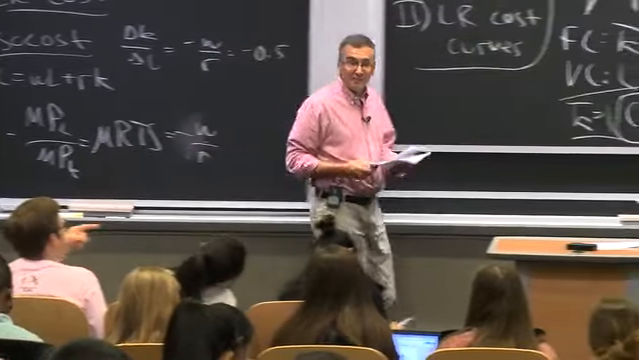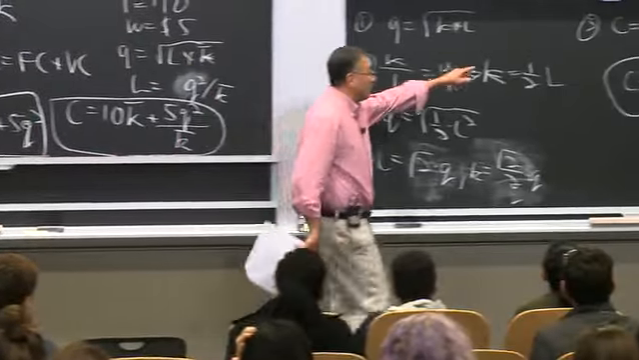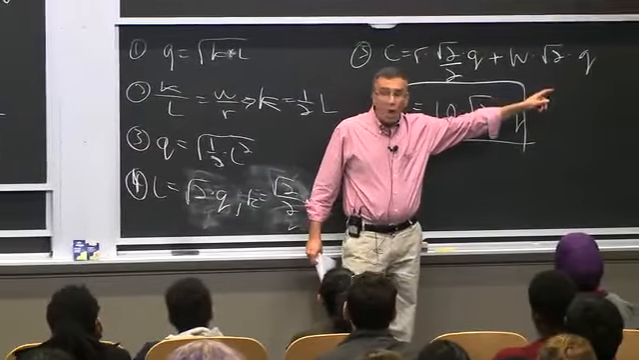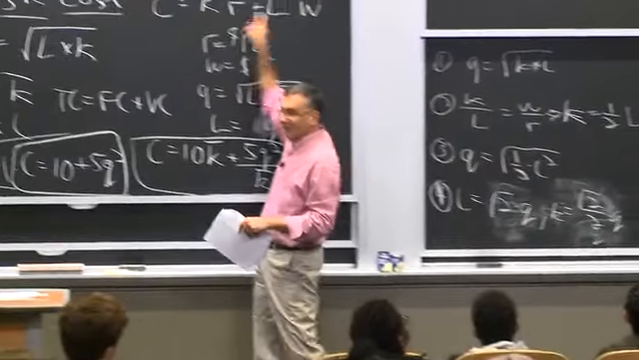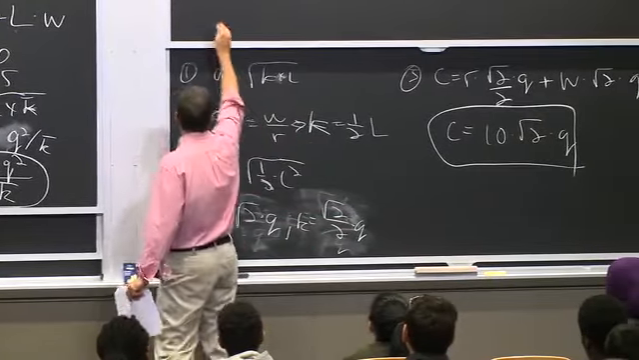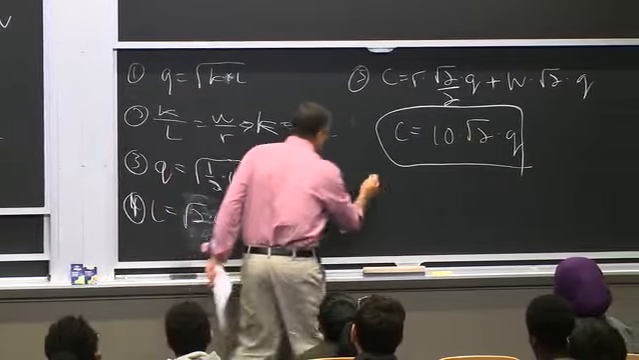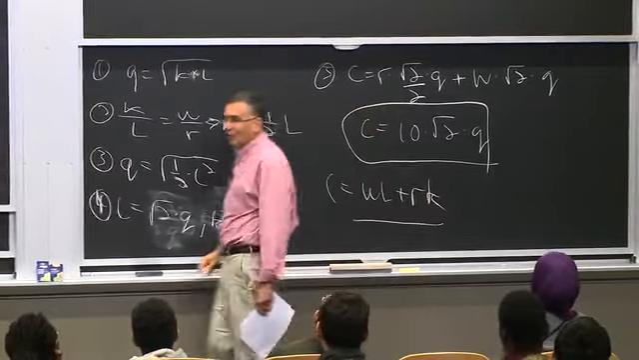Yeah? So is 5 generally true? You mean this particular functional form? No. This is all dependent on that production function I wrote down. What's generally true is this. What's generally true, in the long run, is C equals WL plus RK. Okay, that's what's generally true.